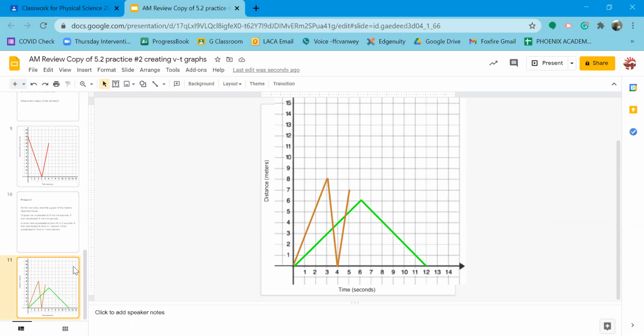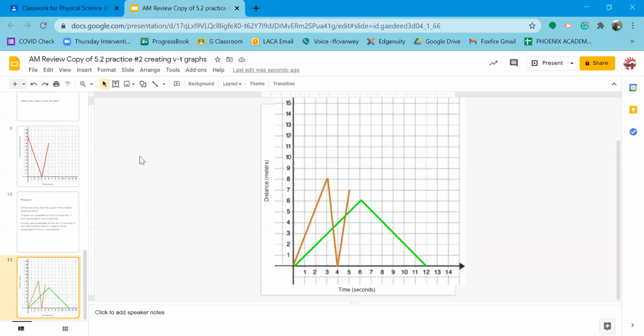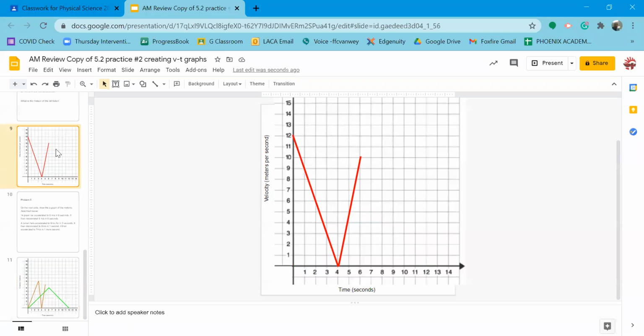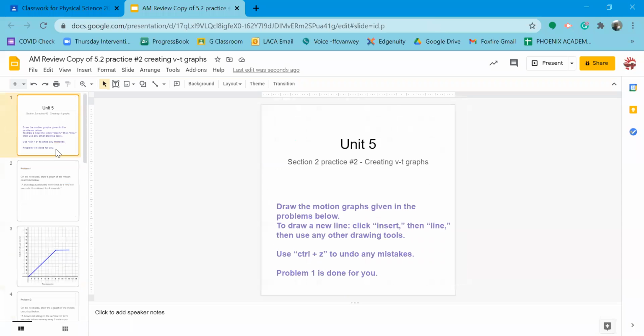Did anyone have any questions on how to graph any of this motion? Okay. All right, I'm going to go ahead and post this video. I think it's going to be useful for us to go over this stuff. If at any point you need to go back and pause any of this and look at the motion, feel free.